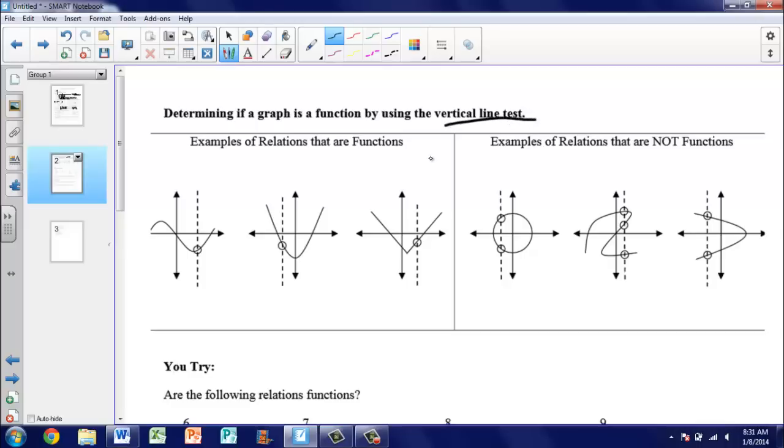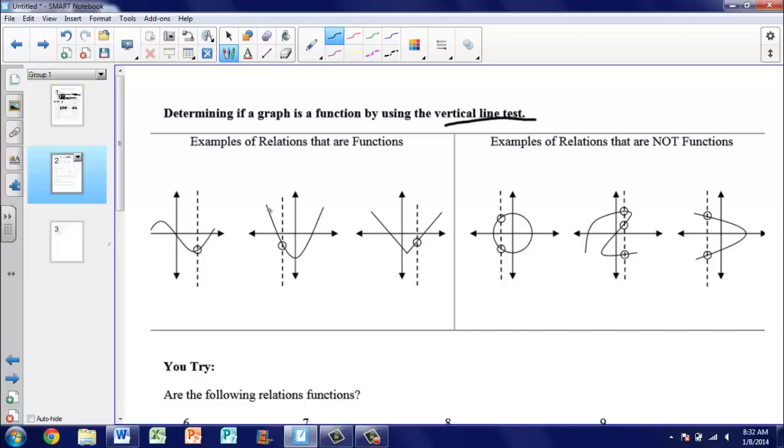So a vertical line, remember, is a line that goes up and down. So we're going to be drawing lines through graphs. Let's take a look at our first section here, examples of relations that are functions. We have this graph here, and it's this curvy line, the solid line. And we can draw a vertical line through it. So the dotted line is our vertical line for our vertical line test. And we're looking to see how many times it hits the graph. In order for it to be a function, we only want the vertical lines to hit once. So notice that this line is hitting just once. And if we were to draw more vertical lines, we would see that they would all just hit once.